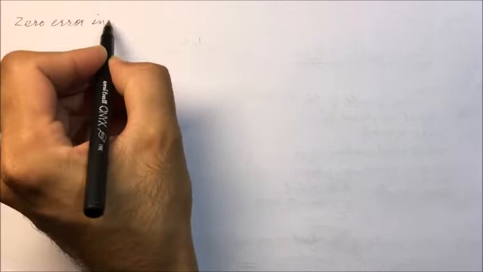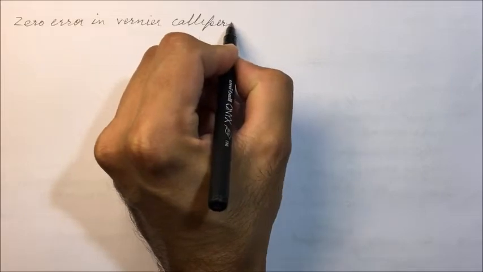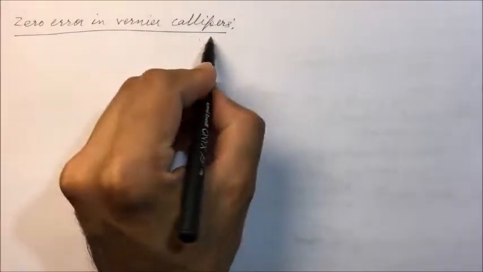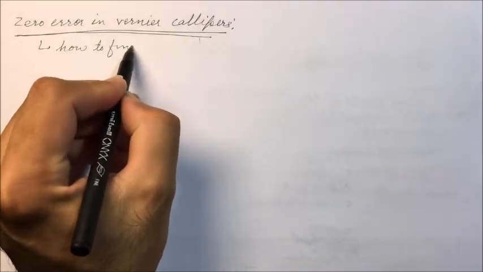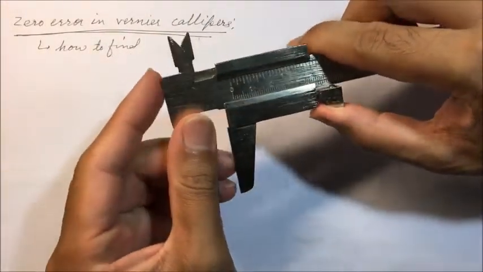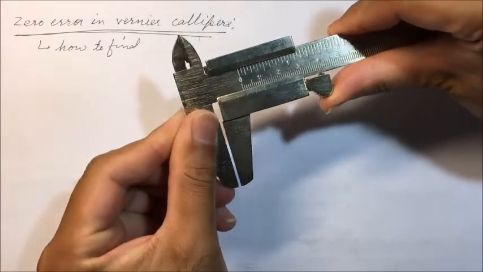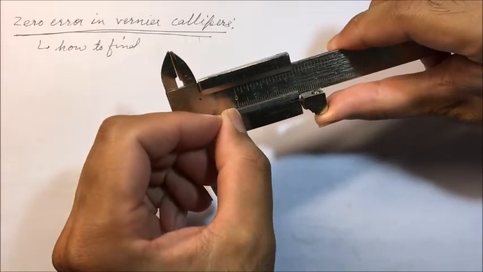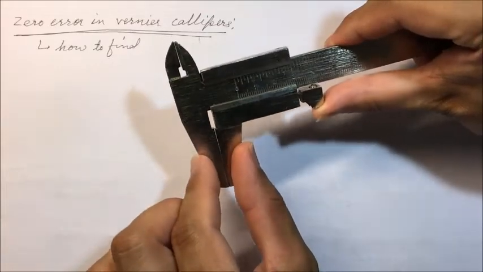We will be discussing zero error now. Zero error in vernier calipers. So how to find the zero error? So this is the vernier calipers. This is the immovable jaw. This is the movable jaw. When they are brought in contact, if the zero of the vernier scale coincides with the zero of the main scale, our apparatus is said to be free from zero error.